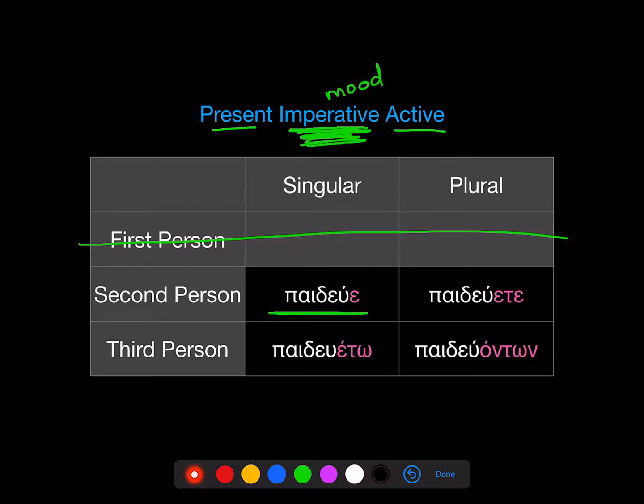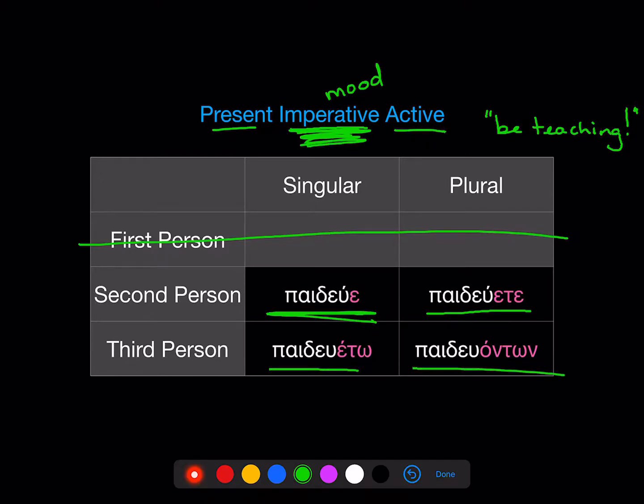paideue, which is, and I have a couple of mistakes here, so let me get rid of those. There we go. All right, so paideue is the second person singular, and it means, hey, you, singular person, be teaching, which sounds crazy, I know. And again, these always have present imperatives, always have this progressive aspect. It's about continuing action. So be teaching in the plural, paideuete. Hey, y'all, be teaching.